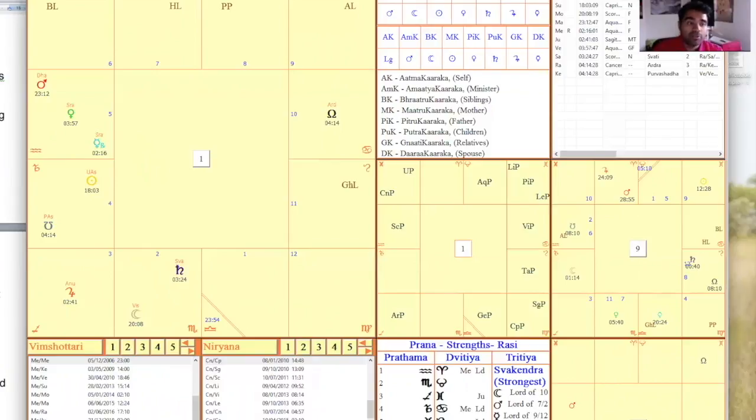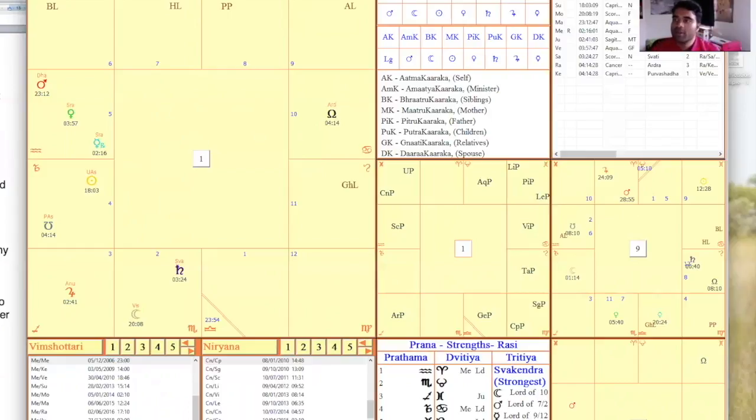Then I also tend to use the maturation age of planets for broad activation or broad rectification, I would say. What I mean by that is we know that there are these maturation ages. 15 to 16 is the maturation age of Jupiter, 20 to 21 that of the Sun, 23 to 24 of the Moon, 24 to 25 Venus, 27 to 28 that of Mars, 31 to 32 Mercury, and 35, 36 Saturn, 41 to 42 Rahu, 47, 48 Ketu. This is the maturation ages of planets.